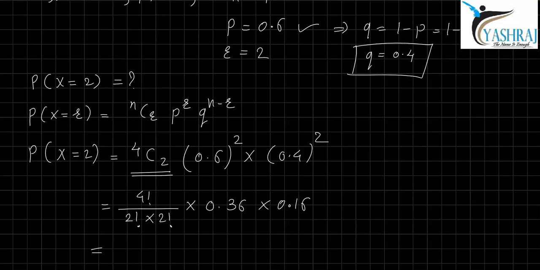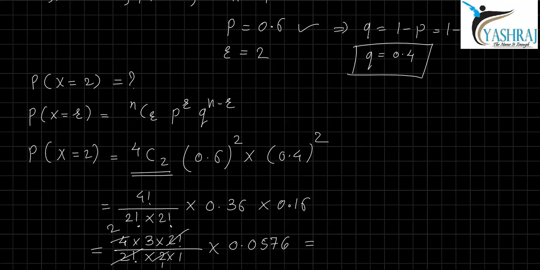Now try to convert 4 factorial in terms of 2 factorial. We might have 4 into 3 into 2 factorial divided by 2 factorial into 2 factorial as a 2 into 1, into, we will get 0.36 into 0.16 as a 0.0576 here. Now 2 factorial from numerator and denominator gets cancelled.